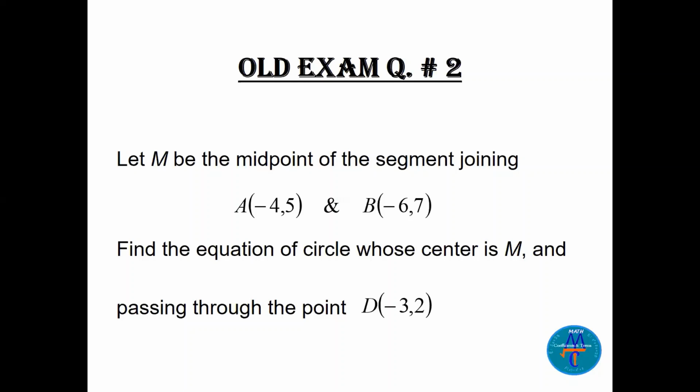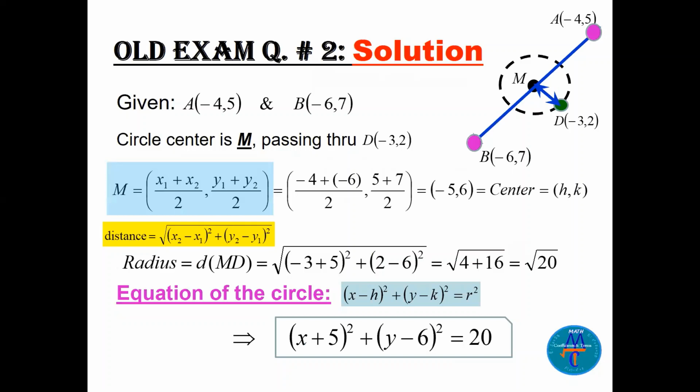Maybe you are confused. What do you do? I gave you advice in lecture 20: make a sketch. So you have A, you have B, and you have the midpoint. There is a circle with its center at the midpoint, and it passes through D (-3, 2). D is on the circle.